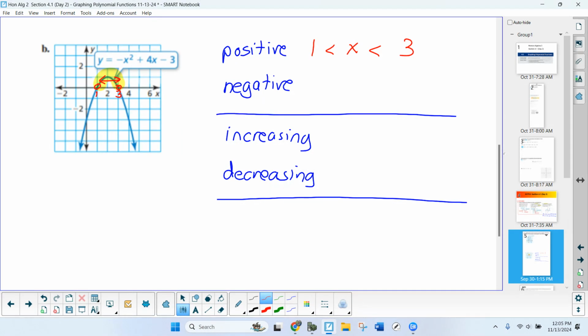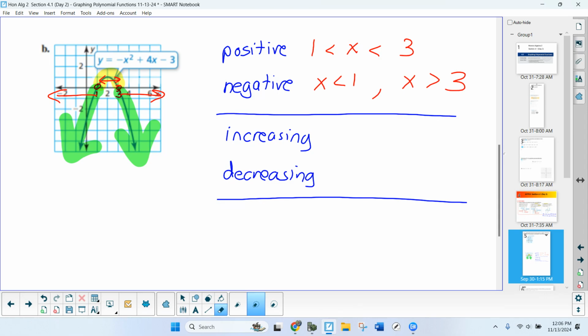Okay? Where is it negative? Okay? It's negative here and here. Again, you're going to use the x values to tell me where it's negative. Well, it's negative for values of x that are what? Less than 1. And it's negative for values of x that are what? Greater than 3. Do you guys remember this from Algebra 1? You hated it. Okay? We're doing it right now. Again, in Algebra 1. We have a test on this tomorrow. Okay. Are we good so far on positive and negative?